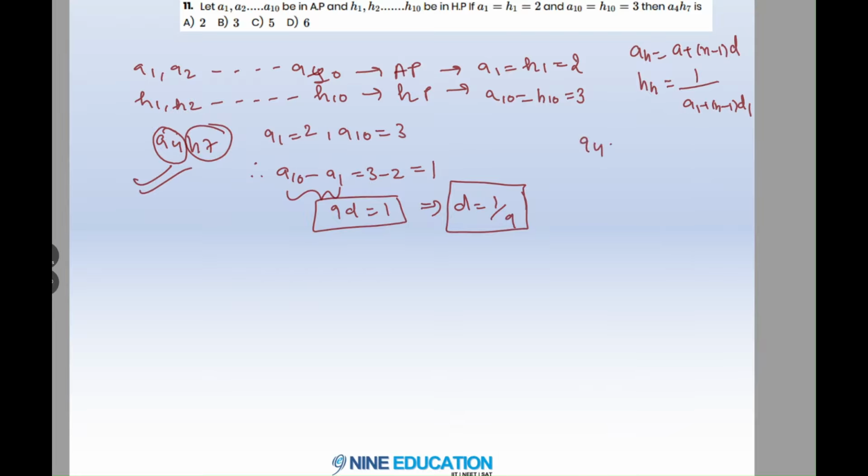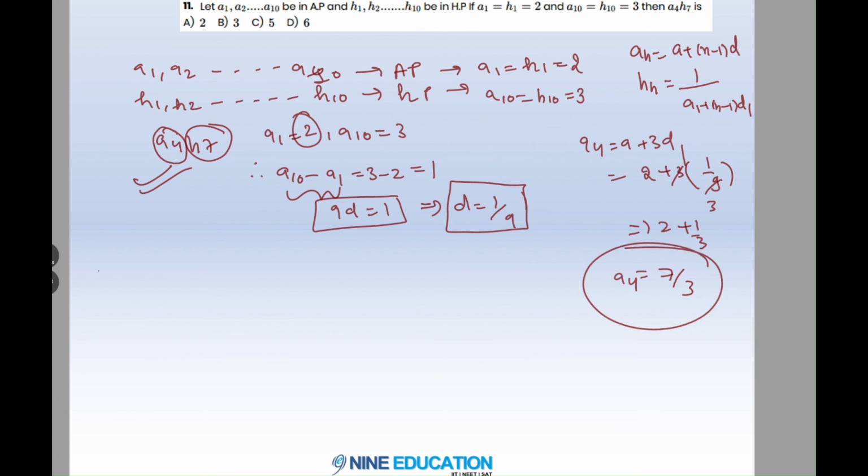So find A4. A4 is A plus 3D. A as you have been given it's 2. 3D, D as we find it's 1 by 9. So this is 2 plus 1 by 3 which is 7 by 3. So half of the question is solved. A4 is 7 by 3. Now what we want is H7. To find H7 we need again A of H in progression and D of H in progression.